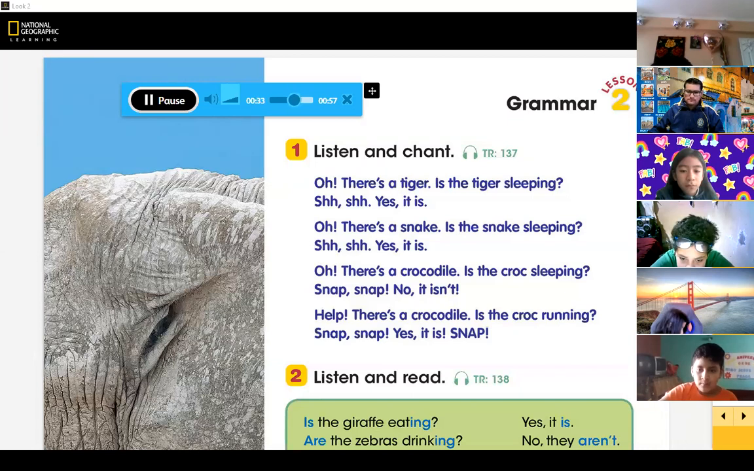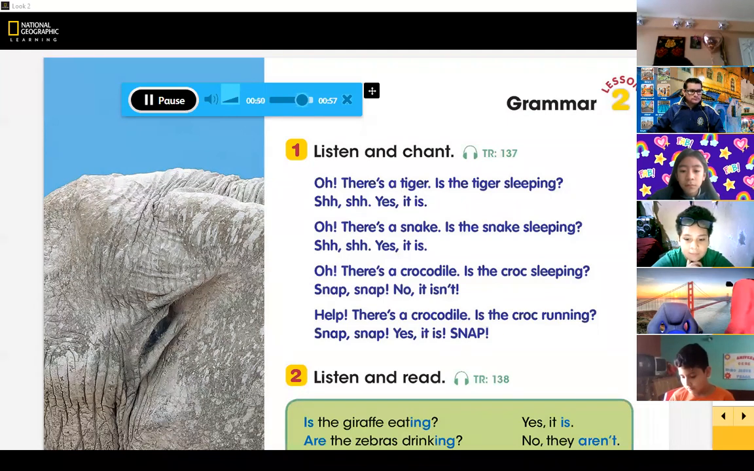Oh, there's a crocodile. Is the croc sleeping? Snap, snap. No, it isn't. Help, there's a crocodile. Is the croc running? Snap, snap. Yes, it is. Snap.